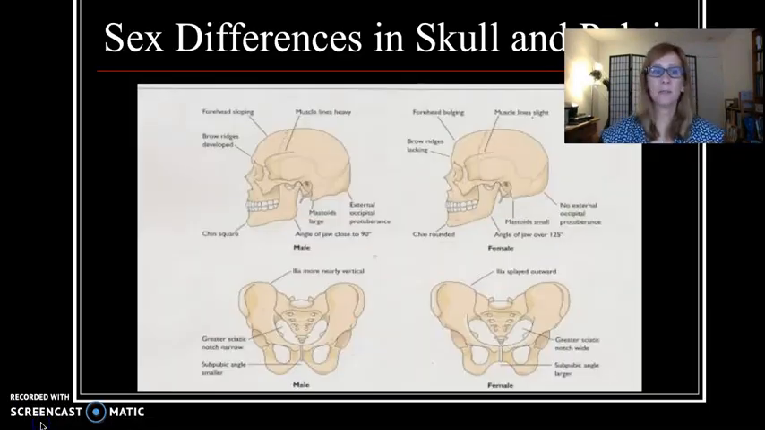I would like to look in particular at how you can tell sex differences in the skull and also the pelvis. So of these two, which do you think is the most diagnostic bone in the human body to tell if a skeleton is male or female? If you said pelvis, you were right. So the pelvis is the most diagnostic bone, and that's because it differs quite a bit in males and females.